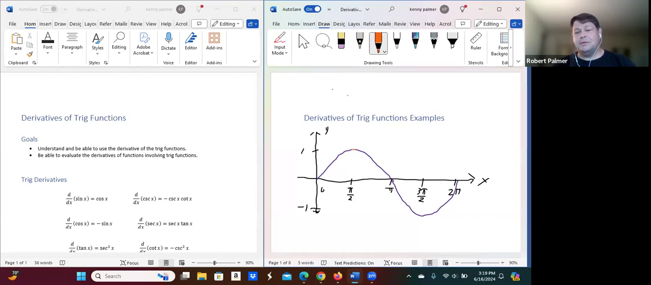So let's pick out pi over 2. That's where sine has a maximum value. And if you notice right here, our tangent line would actually be horizontal, flat. That's also true at 3 pi over 2. Now, let's think about some other places, like, for example, the spot right here at pi.